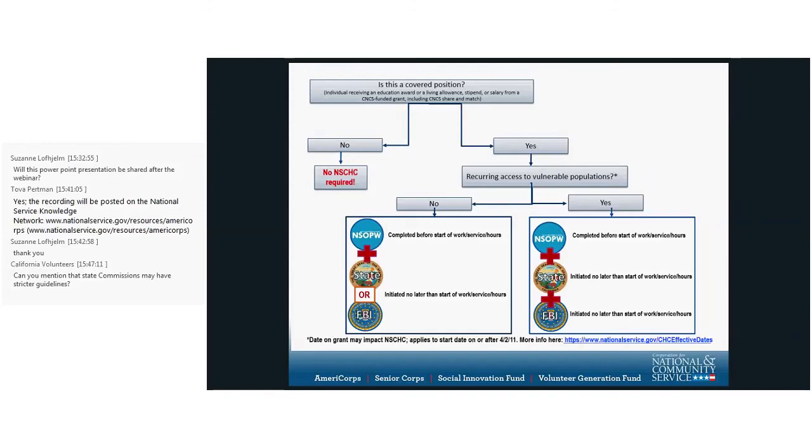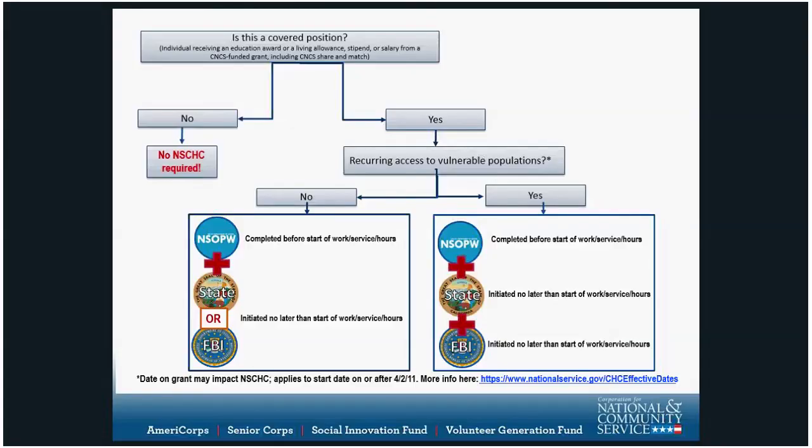I have a little asterisk here. Basically, this flowchart applies to people who have started after April 2011. That's going to apply to most of you. The law's changed a couple times in the past, so it would have been different. But since you guys are all new grantees, it shouldn't really apply to you. But if you are interested, there is more information on the flowchart.